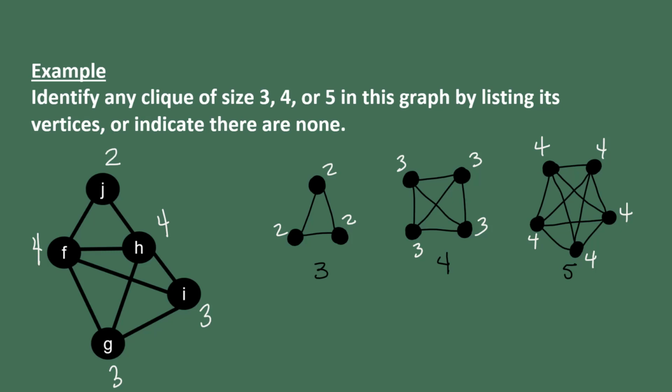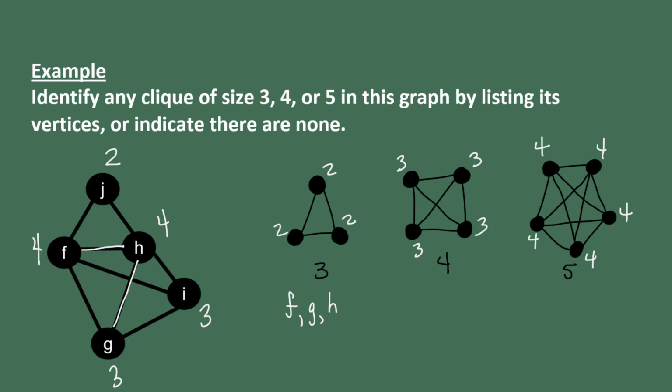We want to make sure we count everything that's there, but we don't want to count anything twice. So I'm going to go in alphabetical order. The first letter in the alphabet in this graph is F. So I'm going to check for any cliques of size 3 that involve F, and I'll go straight to G next since G is after F in the alphabet. So F, G, and then G to H, and then H back to F.